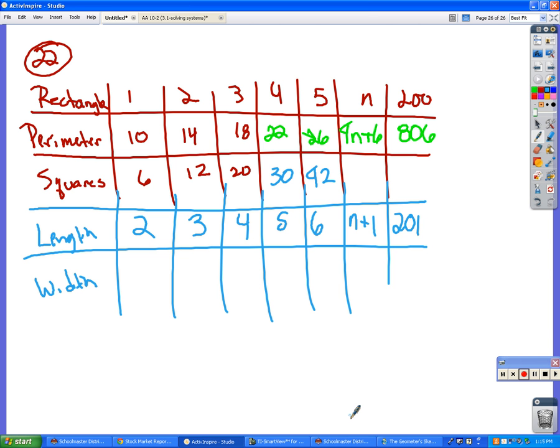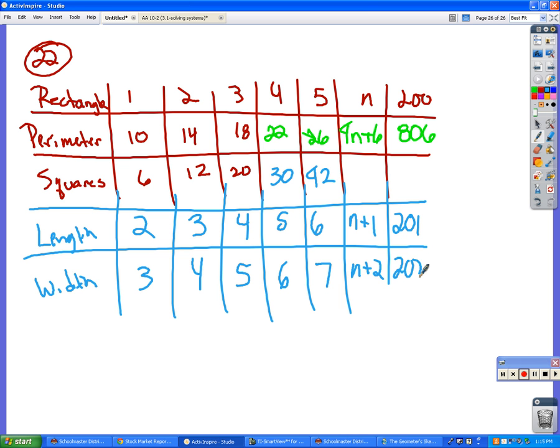Okay, what's the width of the first rectangle? 3. What's the width of the second one? 4. And then, okay, so that's also going up by 1 each time. How much bigger are the widths than the number of rectangles? 2. So my formula for that is going to be n plus 2, which means that my 200th rectangle will have a width of what?